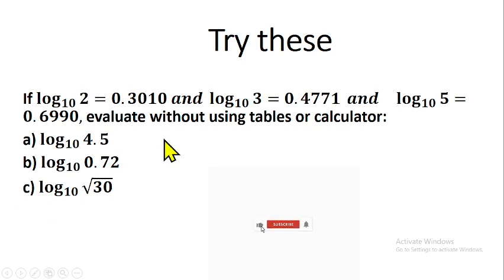So if you understand what you have done, you can try this one question on your own, given the values of log 2, log 3, and log 5. You have to evaluate without using table or calculator: log of 4.5 base 10, log of 0.72 base 10, and log of 30 base 10 as well.